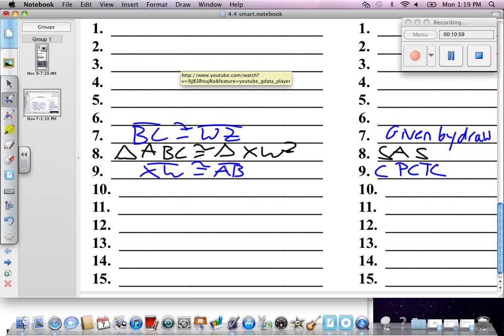10. AB is congruent to XY. This is by given. Oh, I skipped one. Sorry. That's why you shouldn't be doing independent math. It should be XW is congruent to XY by transitive.